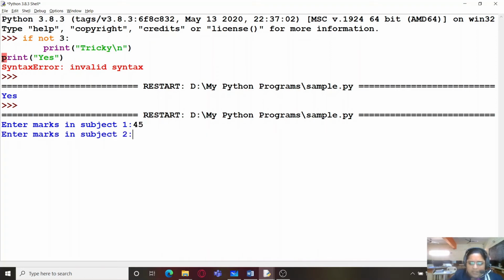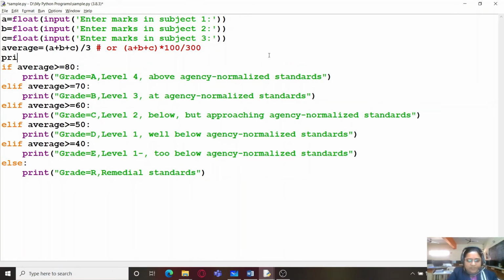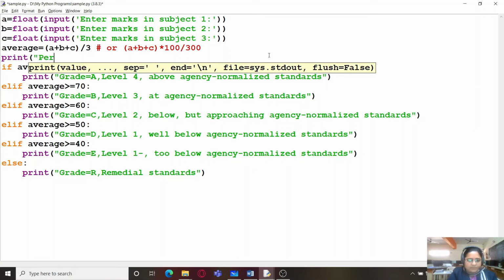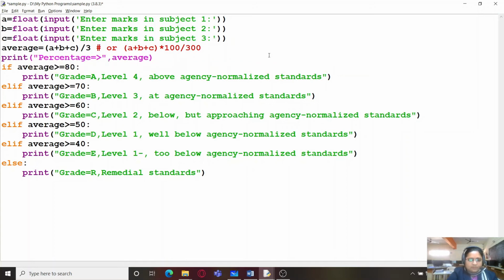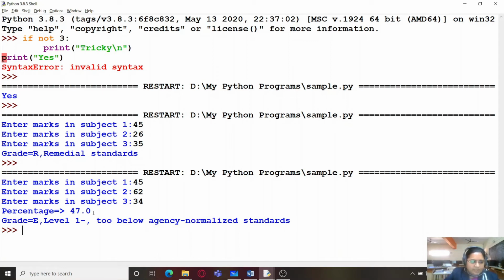So we enter some marks here. It is giving us grade R remedial standards. Now one thing we forgot, a very important step over here, that is we need to print the percentage. So we have to print the percentage also, and let us enter some data over here. So we get the percentage and we also get the grade as well as the remarks being specified over here.